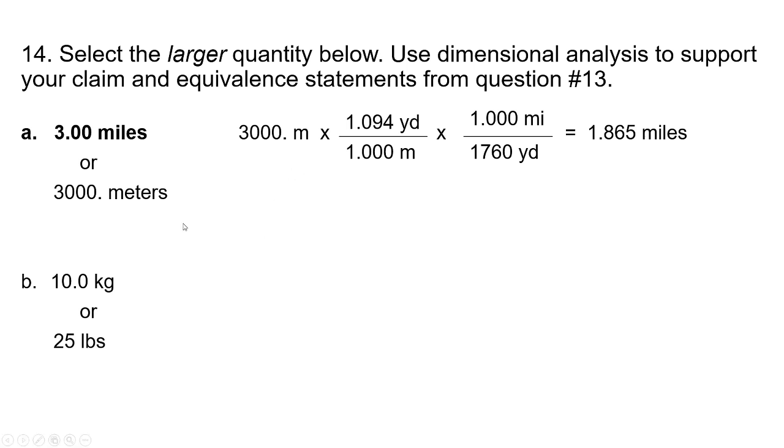Same thing with letter B. I have to determine which is greater, 10 kilograms or 25 pounds. So choose whichever one you prefer, convert it to a like unit, and then compare. I chose to go from pounds to kilograms. So I'm going to take 25 pounds divided by 2.205 pounds to kilograms. I get 11 kilograms. And again, I rounded that to 2 sig figs because I have 2 sig figs here.